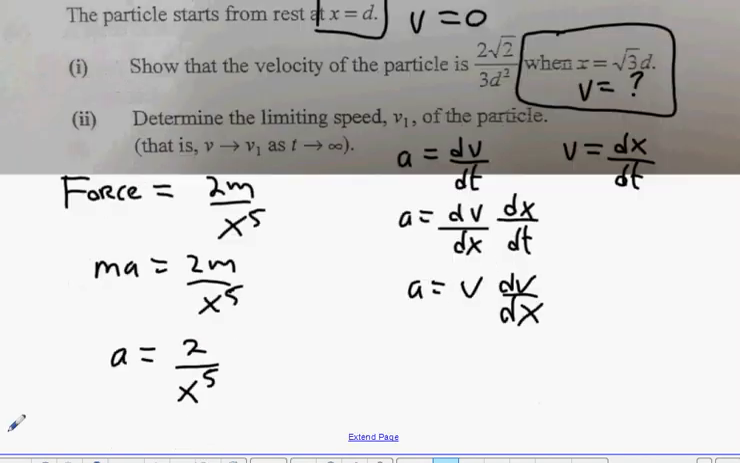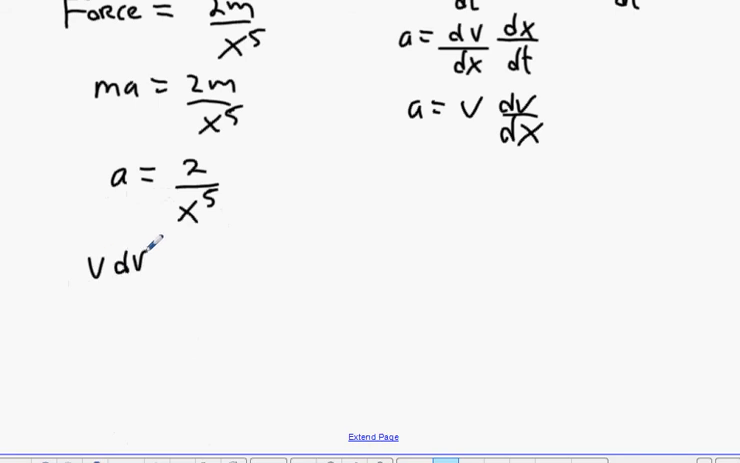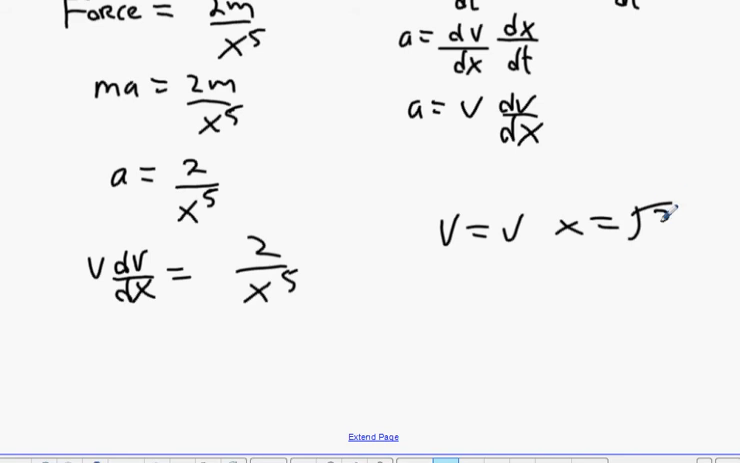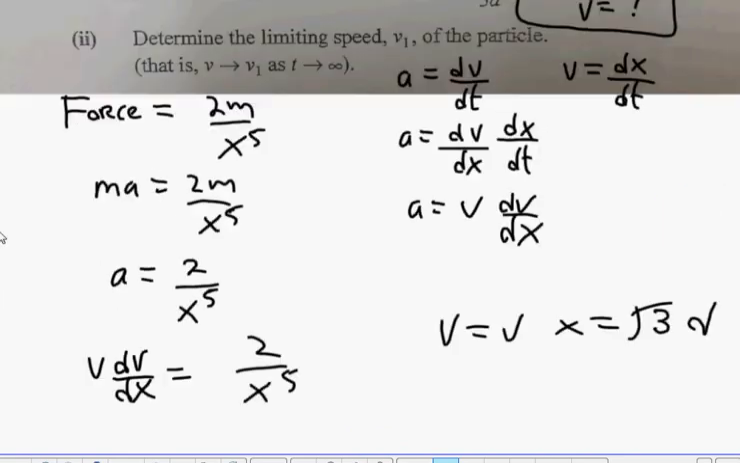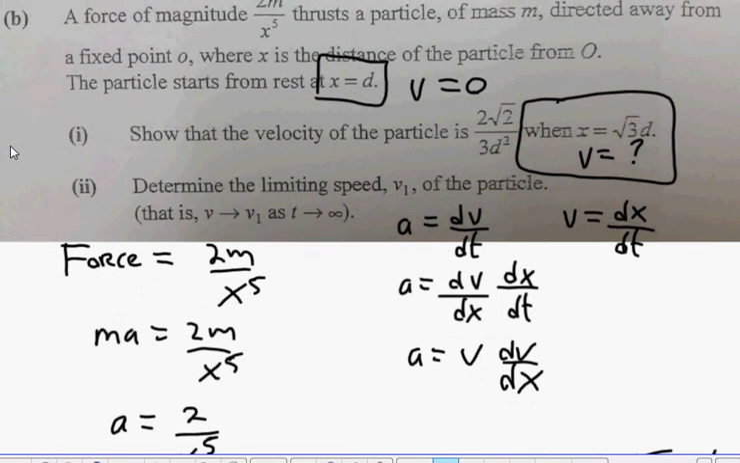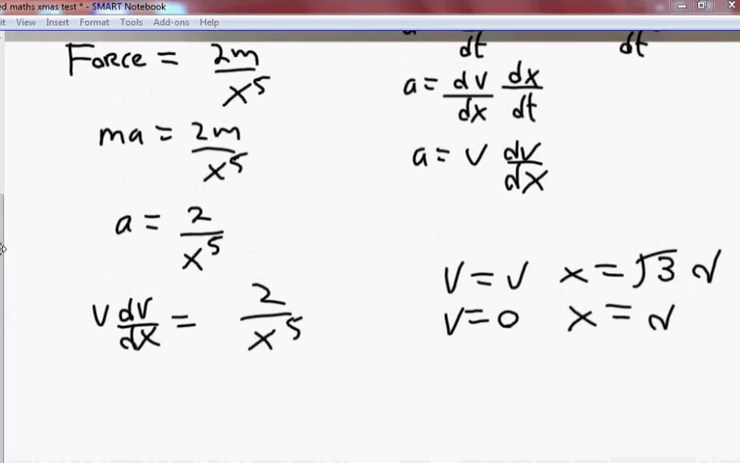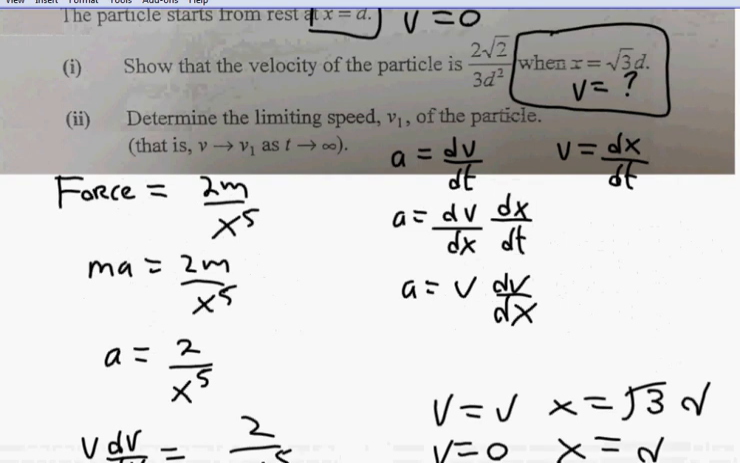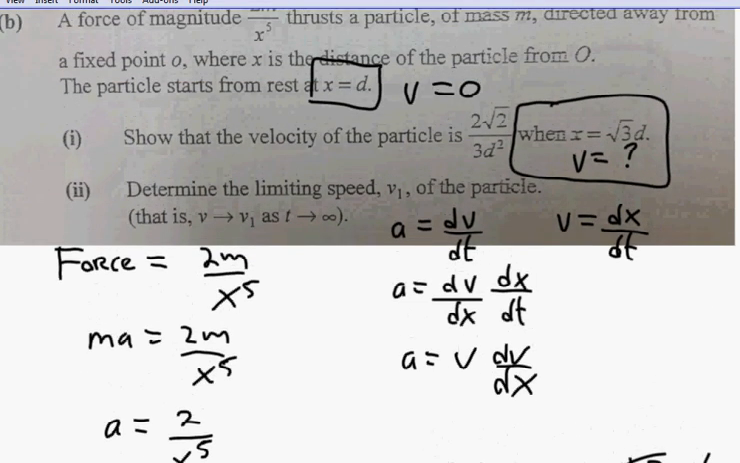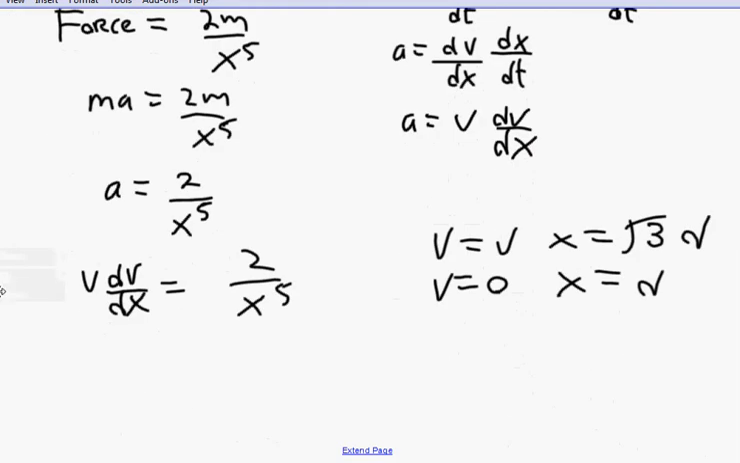So now we're just here. We have v dv dx equals 2 over x^5. I'm just going to write down some limits while I'm here. I'm going to say v equals v when x equals root 3 d, and v equals 0 when x equals d. Alright, x equals root 3 d, x equals d. Okay, the d is outside the root 3.